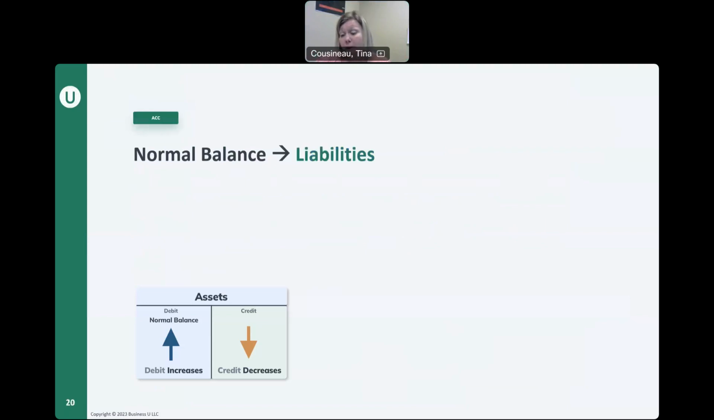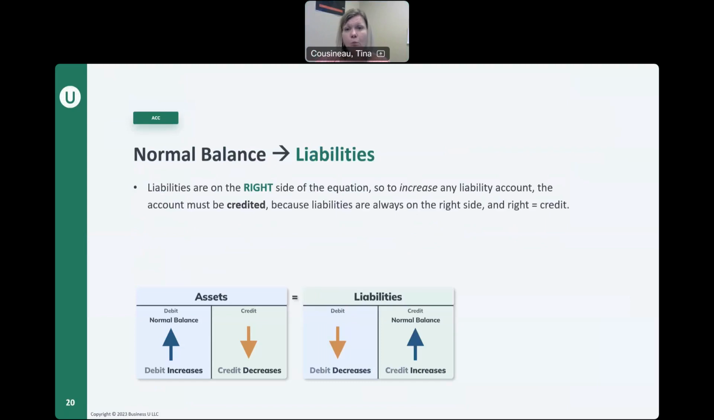A normal balance of liabilities. Liabilities are on the right side of the equation. So to increase any liability account, the account must be credited because liability is on the right and the right is credit. A way that I like to remember the normal balances is that assets and liabilities are opposites. If I increase assets with a debit, I'm going to increase liabilities with a credit, right? Because that keeps them equal.